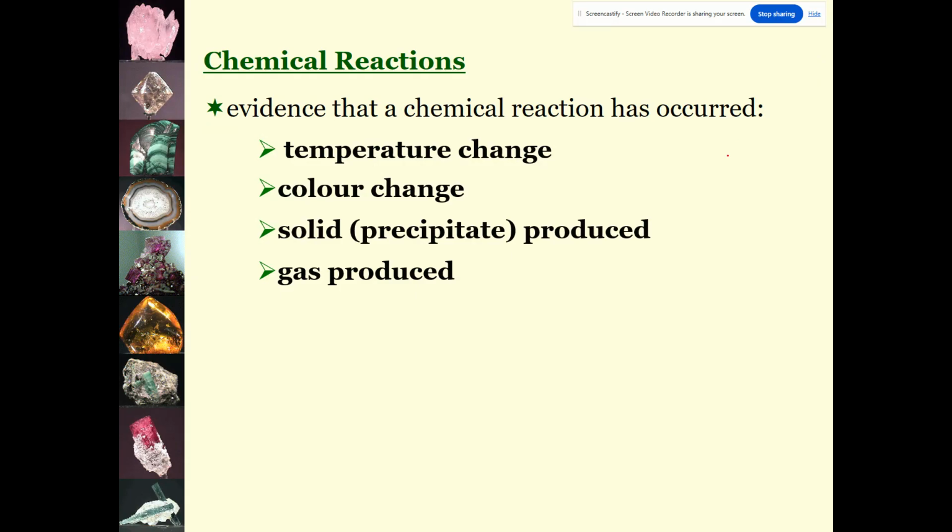Precipitate means you have a solid product. If this is happening in a solution, it's going to turn the solution cloudy because those solid particles are being suspended throughout the solution. If a gas is produced, like hydrogen gas or oxygen gas in a solution, that would generate bubbles. So these are some hints that you've actually made new substances, and that's why you have the following observations.